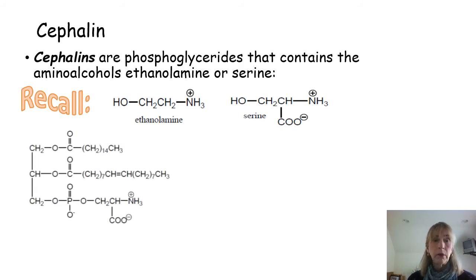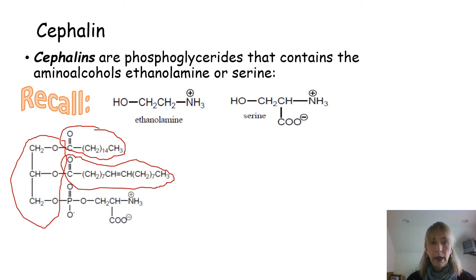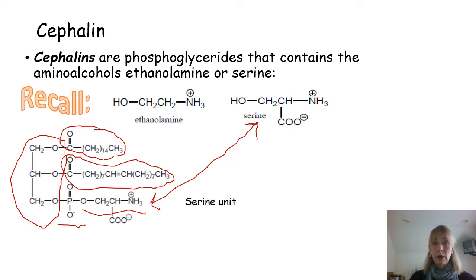So here's an example. Let's see if we can pick out which one we have. Let's pick out the different components. Here we have our glycerol component again, and here we notice our fatty acids, we formed an ester linkage, fatty acid on 1 and 2. And then on 3, we have the phosphoric acid linkage. And let's see who we've got here. I see serine. So this is a phosphoglyceride which contains serine, and it's known as a cephalin. The serine unit is in there. It could be the ethanolamine, and it is then classified as a cephalin.